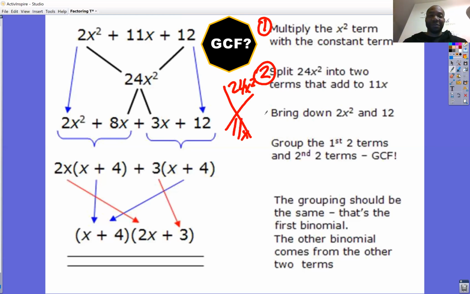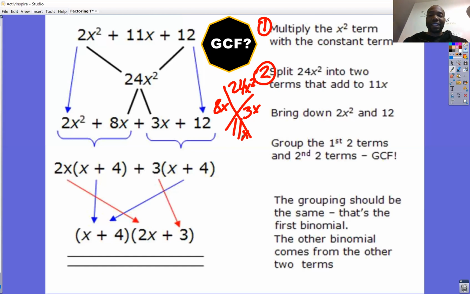All right. And I forgot something very important, but I'm going to go back and say it because I don't want to mess up the flow. All right, so 24x squared and 11x. Well, we know that will be 3x and 8x, because 8x times 3x gives me 24x squared, and then 8x plus 3x is going to give me 11x.